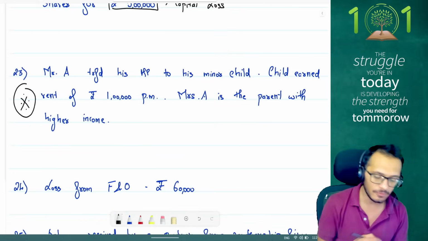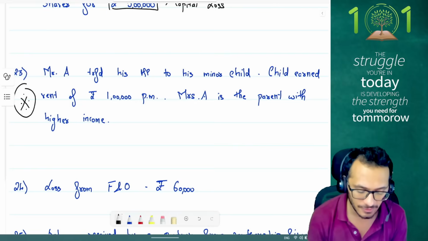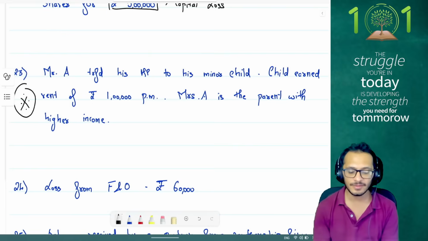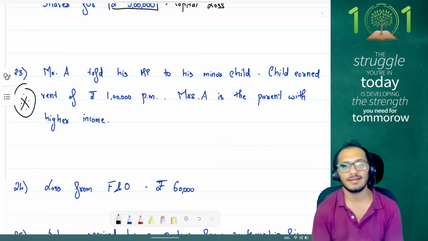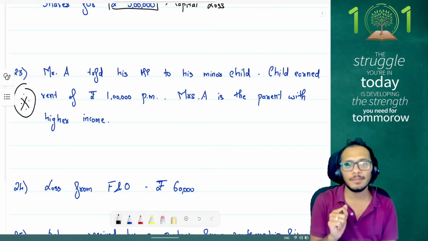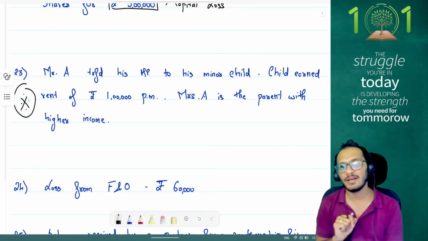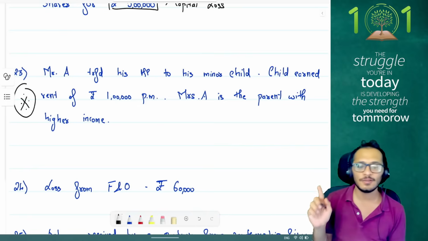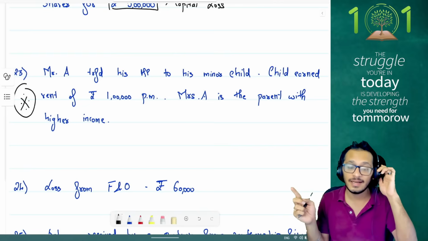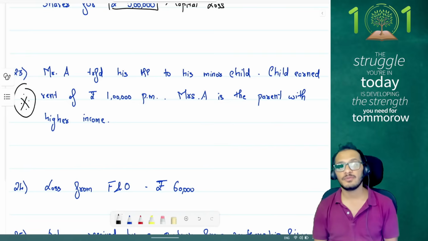Clubbing of income question, people, look at this carefully. It says Mr. A is transferring his house property to his minor child. Child has earned a rent of 1 lakh rupees per month. Mrs. A is the parent with the higher income. Now, normally what students end up doing is they say, yes, clubbing rules will apply. Clubbing rule says, tax it in the hands of the parent whose income is higher and grant a 1,500 rupees exemption. Which means in this case, normally students would say, the rent received by the child will be fully taxable in the hands of Mrs. A because her income is higher. Unfortunately, this is wrong.